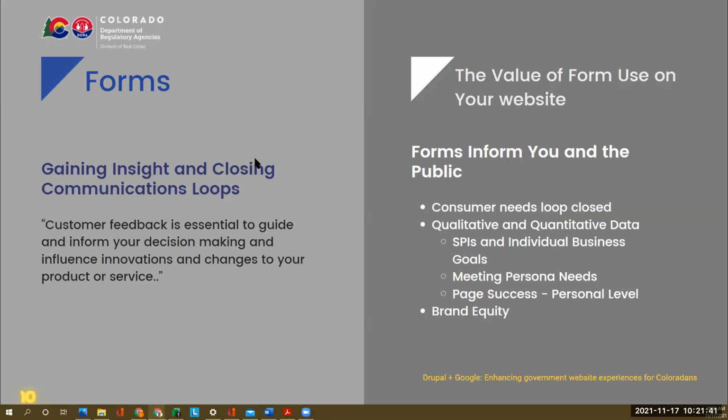So forms inform you and the public, as we talked about. They close those loops. They provide quantitative and qualitative data that we use to help make sure we're meeting the persona's needs, to define page success, but also define SPI success, or critical mission success of our organization, to use a general term. And then again, brand equity. The idea of that closed loop provides that person the ability to say, I didn't have to call. I was able to get my information, even though I didn't get the information. And that is a success for us in government.